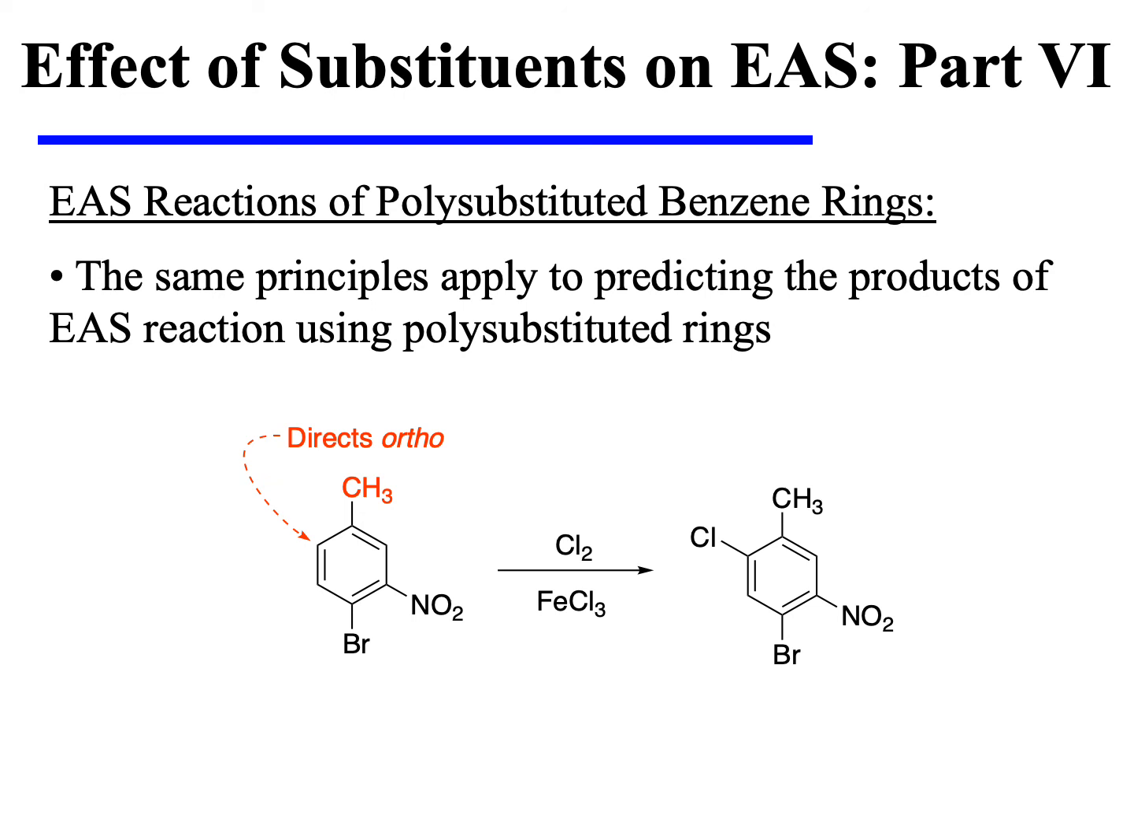The methyl group directs ortho and para to itself. The position para to the methyl group is already occupied. There are two positions ortho to the methyl group that are open and available for reaction. However, one of them is between two substituents on the ring and is therefore too sterically hindered. This leaves us with one viable site for EAS reaction, and that is where chlorine resides in the product.